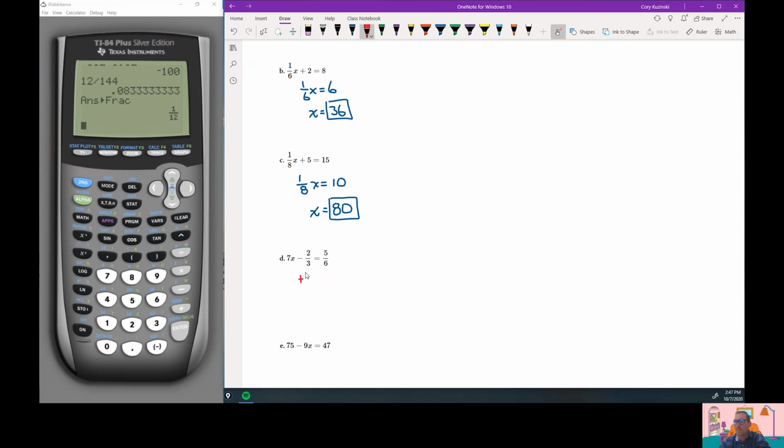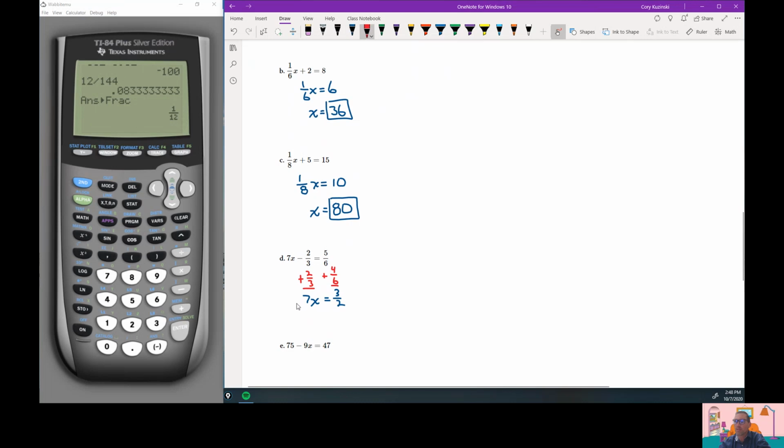First step, add 2/3 to both sides. Don't be fooled. I'm just adding 2/3 to both sides. That's all I did. 4/6 is 2/3. That gives me 9/6, which I'll simplify and make it 3/2.